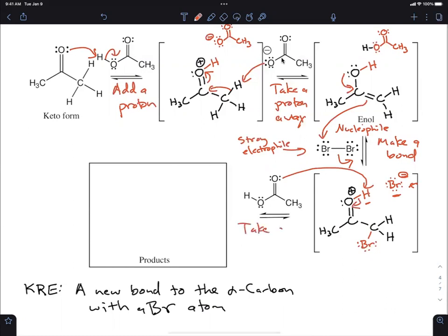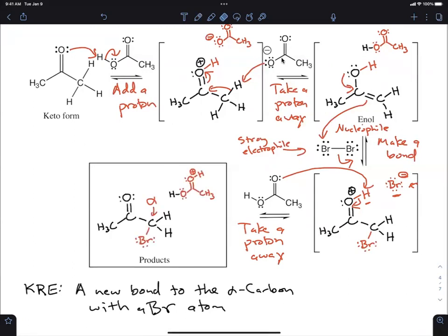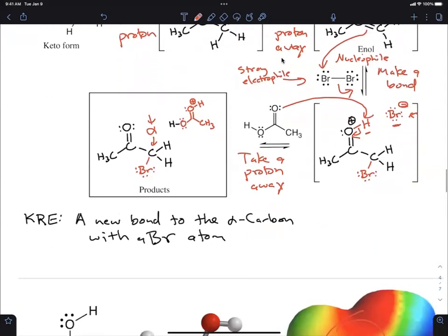So we're going to take a proton away in this last step, and that's going to generate our final product in this protonated acetic acid, which is a very strange looking thing, but that's what you end up with at the end of this process. I just want to emphasize that that carbon is in fact the alpha carbon, and that's where the bromine goes. So when we look at the product here, it's a new bond to the alpha carbon with the bromine atom. Okay. Why is this interesting?